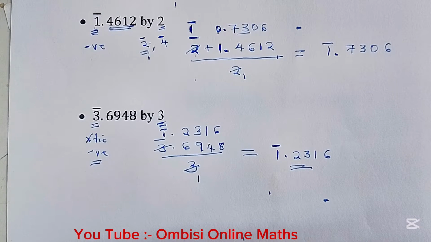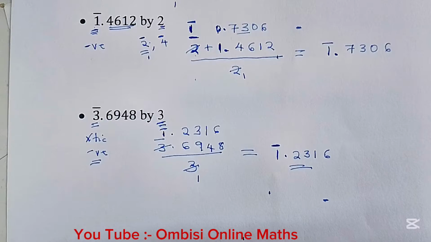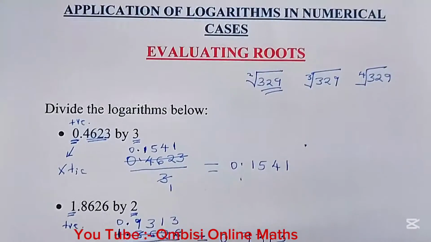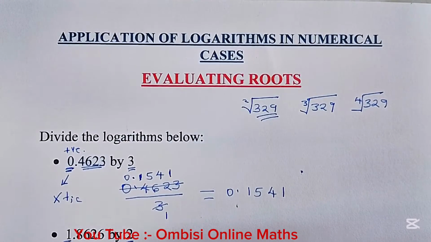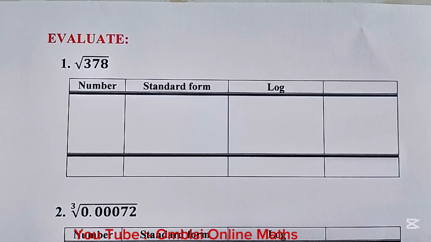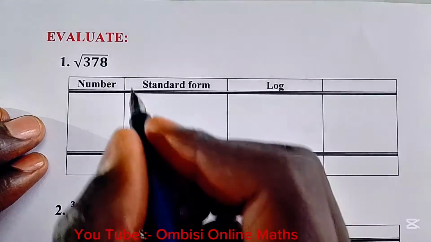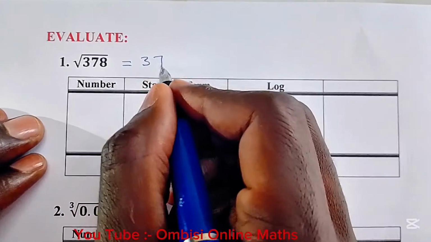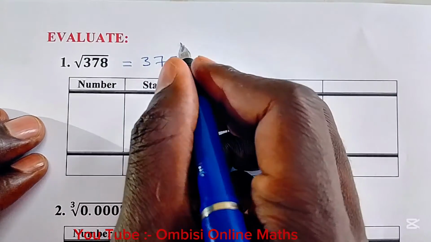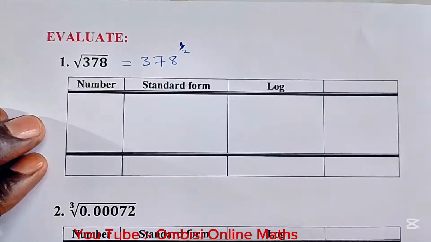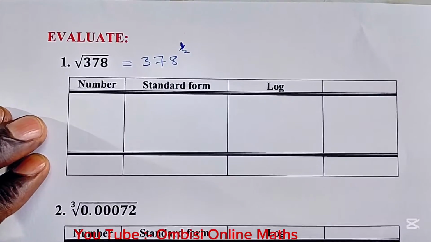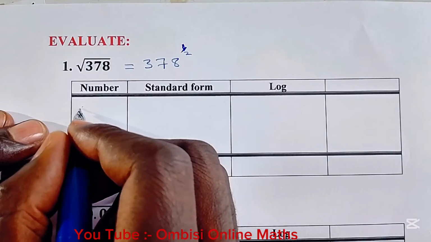Now, I'd like us to move ahead and see how evaluation of roots helps us in simplifying or evaluating numbers using logarithms. For example, you've been told to evaluate the square root of 378. Now 378 can be written as 378 raised to a half.